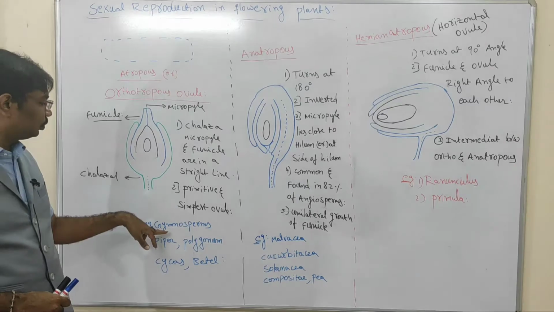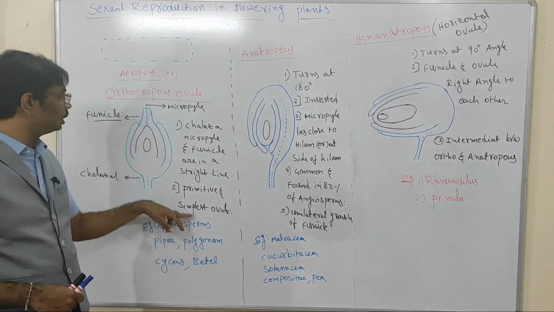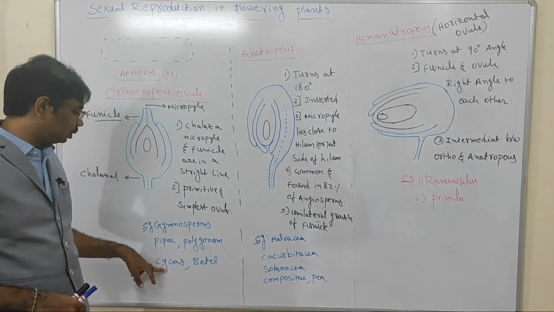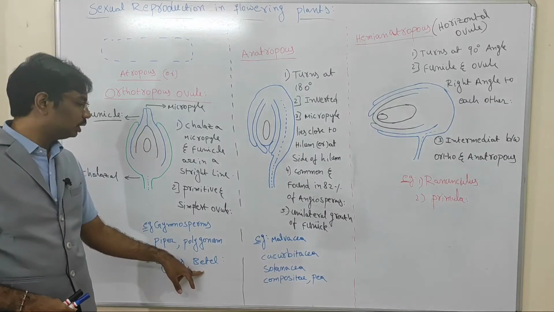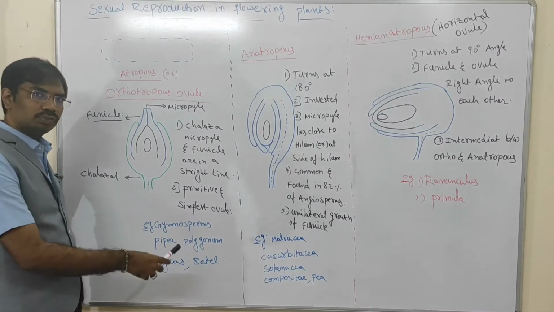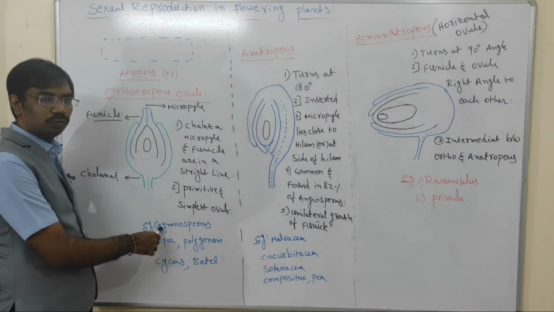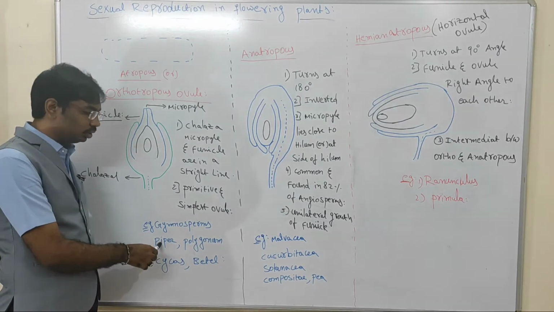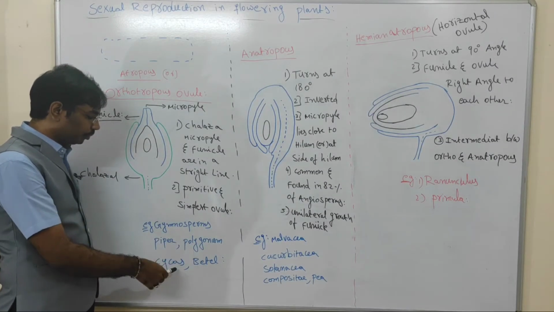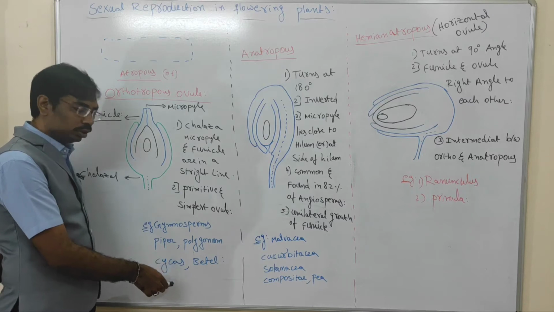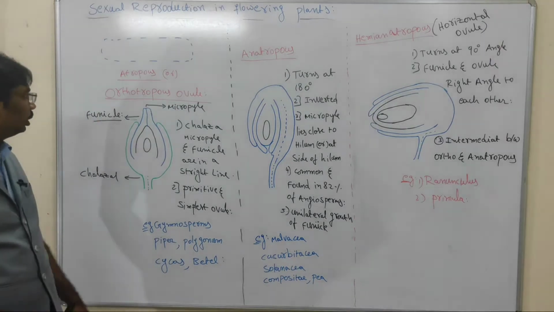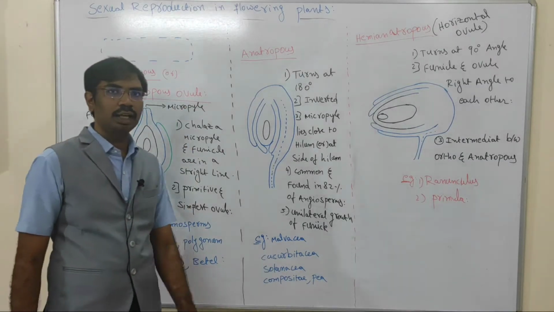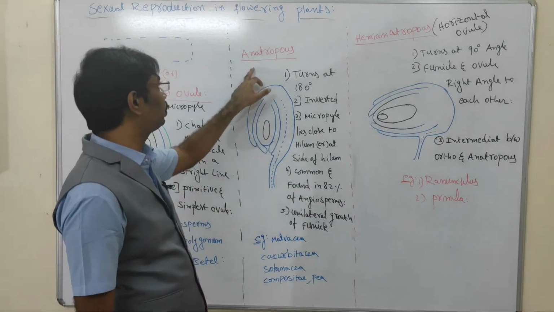Examples of this ovule: gymnosperms like Cycas contain this kind of ovule, and in angiosperms, Piper, Polygonum and betel plant also have Orthotropous ovules. So the next, second type of ovule is called the Anatropous ovule.